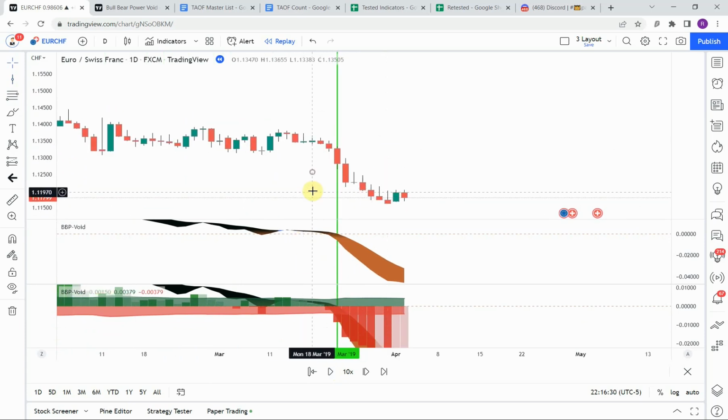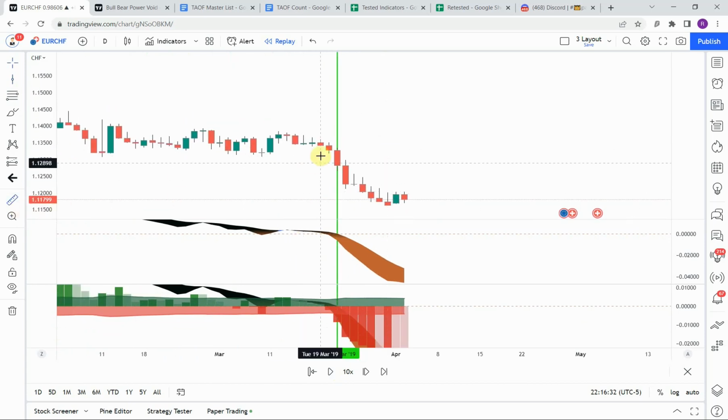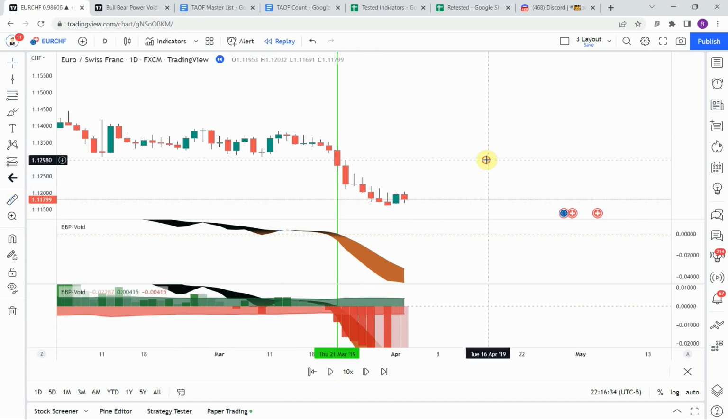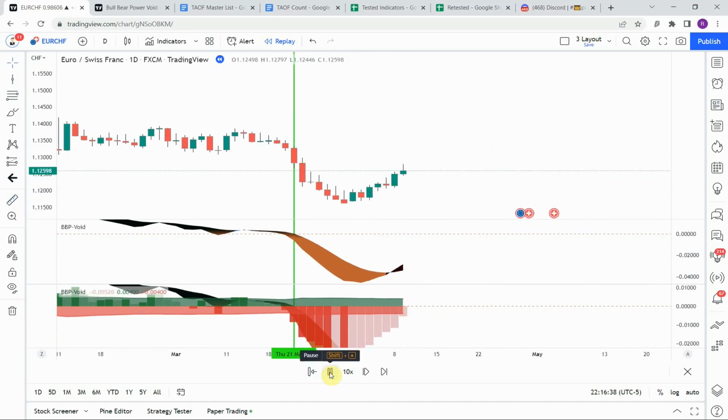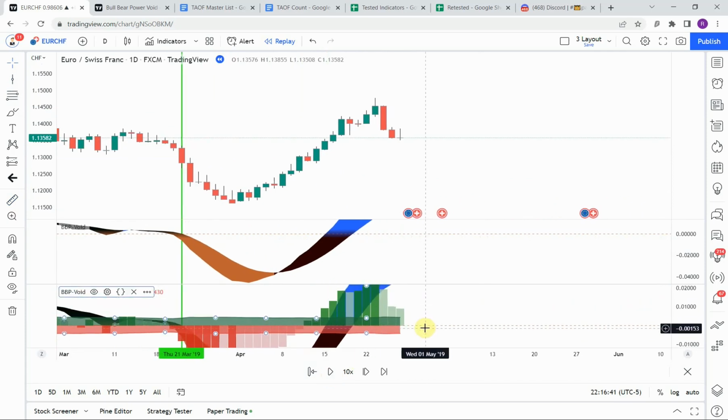All right, we then pick up a short right here on this side, and again, really nice push to the downside there, getting us to our take profit as well. Let's go ahead and continue on.